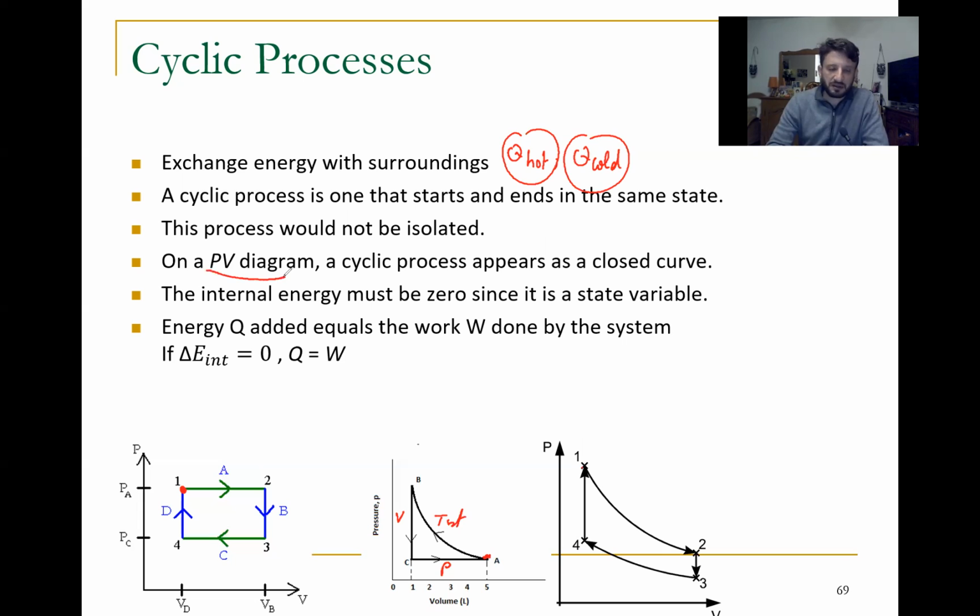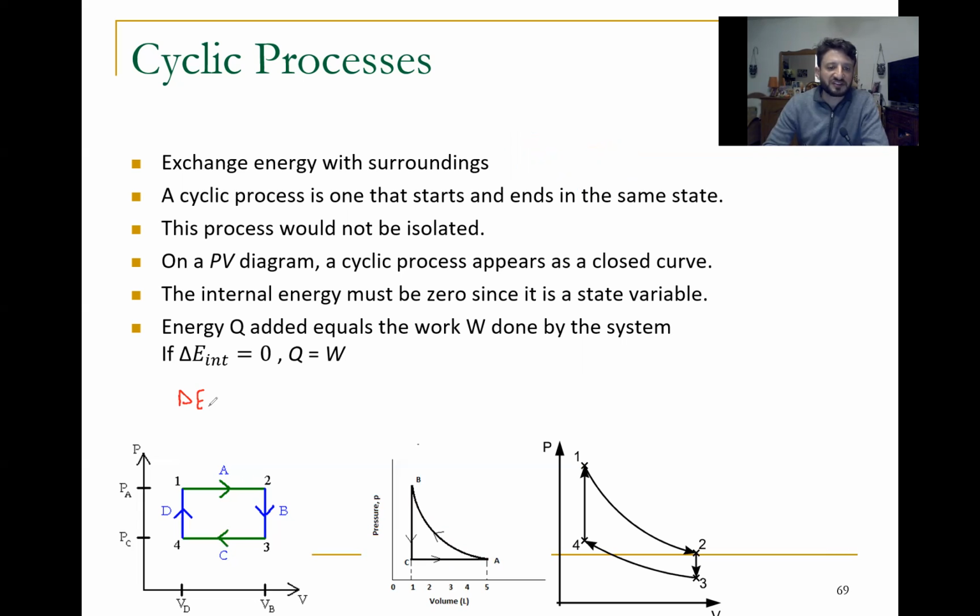In the PV diagram, the cycle process appears as a closed curve. As you know, we have a closed curve. It's not open. The internal energy change must be zero. Okay, it's a very important point. For example, here we have a cycle, 1.